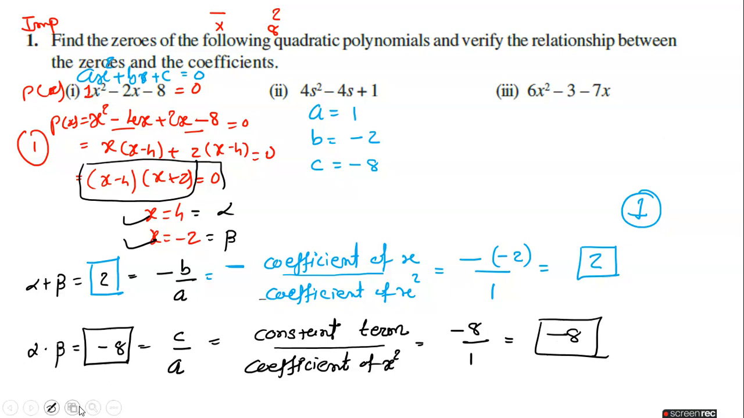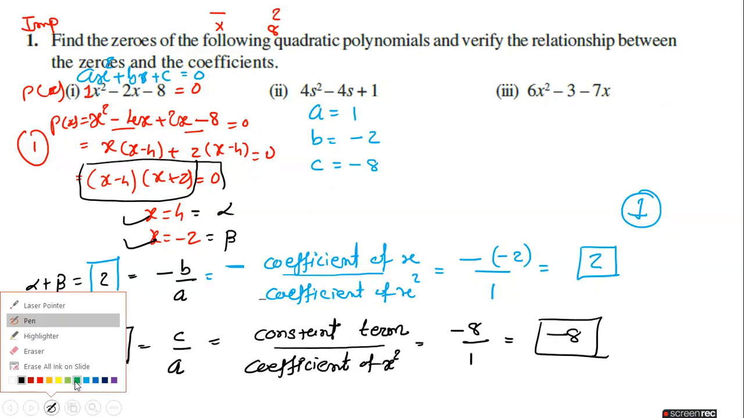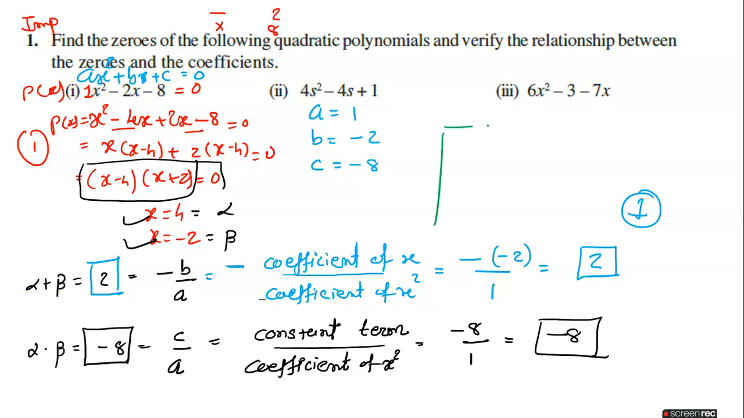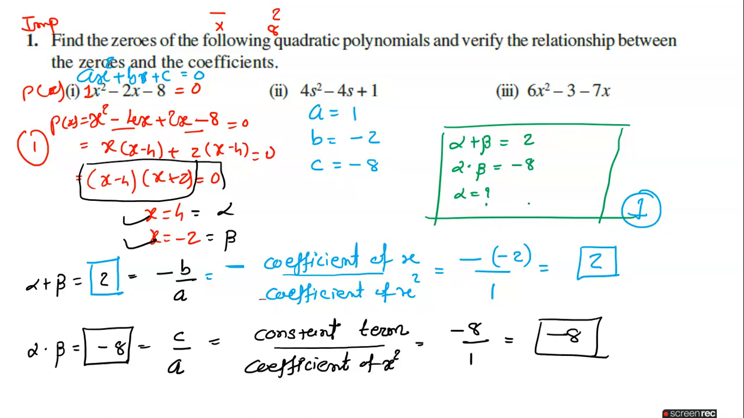I am going to write this. My question I will write here. See in this box, nothing else is given apart from this box, remember that. Alpha plus beta is 2. Alpha into beta is equal to minus 8. Alpha is equal to how much? Beta is equal to how much? This is the question. So it's not that much hard a question.